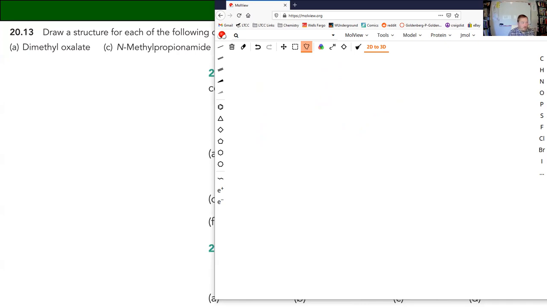N-methylpropionamide. Remember, propionic acid was just the common name; propanamide would be the IUPAC version of that. Close enough that it's not really that tricky to remember. So three carbons in a row, 1, 2, 3. And an amide is always a carbonyl next to a nitrogen. So if it's N-methylpropionamide, that just means our methyl group is attached to the nitrogen.